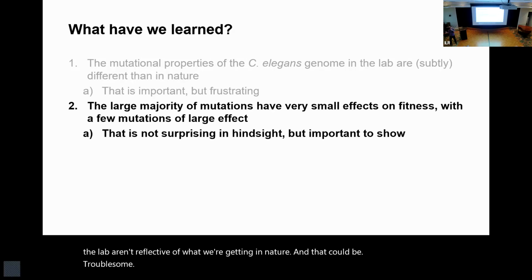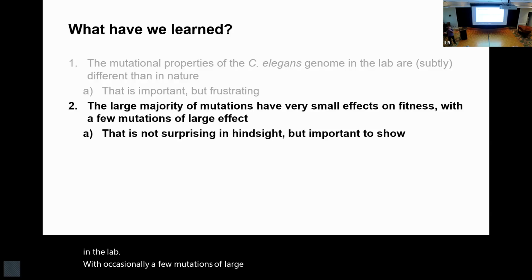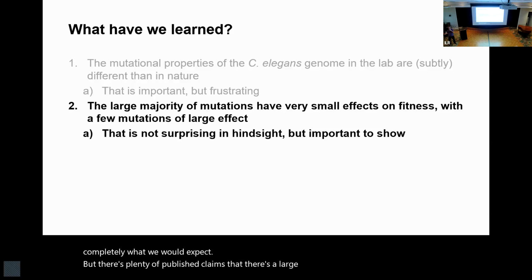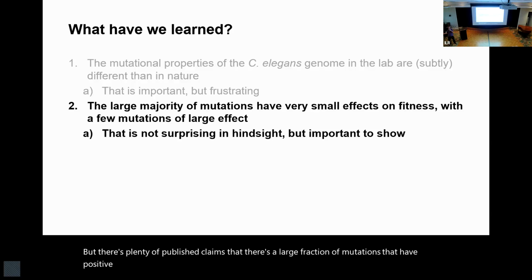The large majority of mutations have very small effects on fitness, at least as we measure fitness in the lab, with occasionally a few mutations of large deleterious effect. In hindsight, this is completely what we would expect, but there are plenty of published claims that there's a large fraction of mutations that have positive effects, and I do not think that's true. This is not a surprising result, but I think it's important to show empirically.